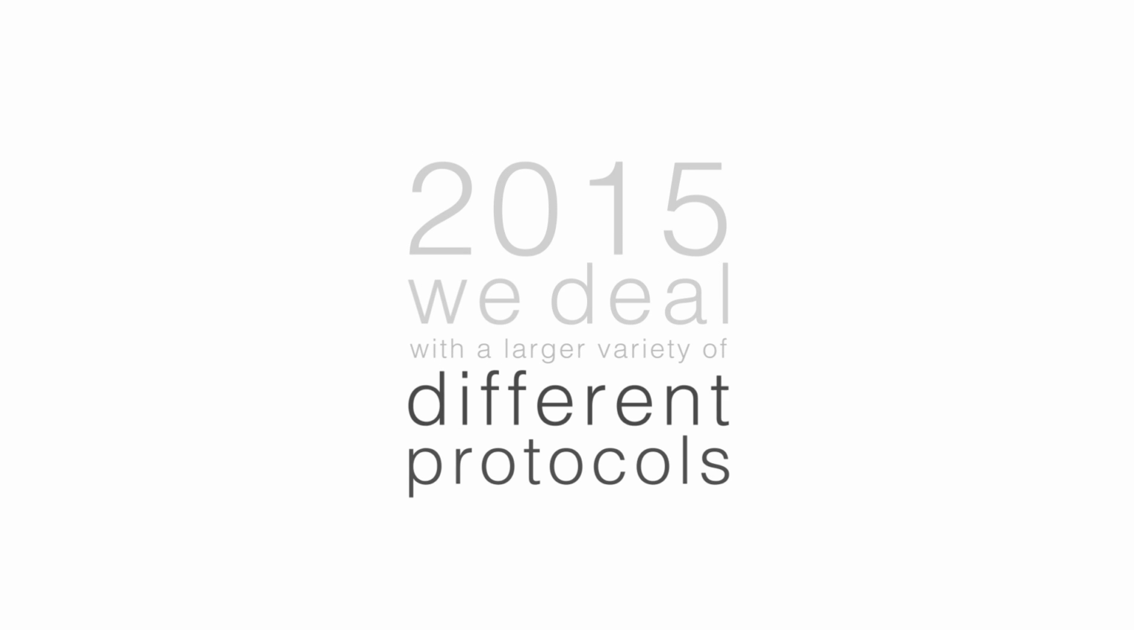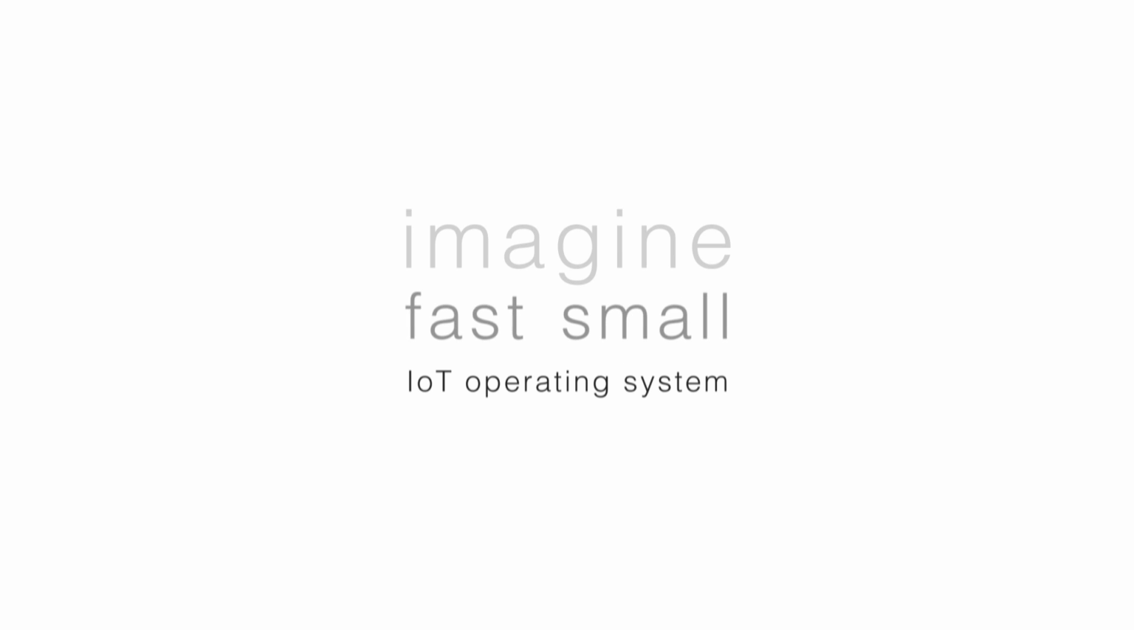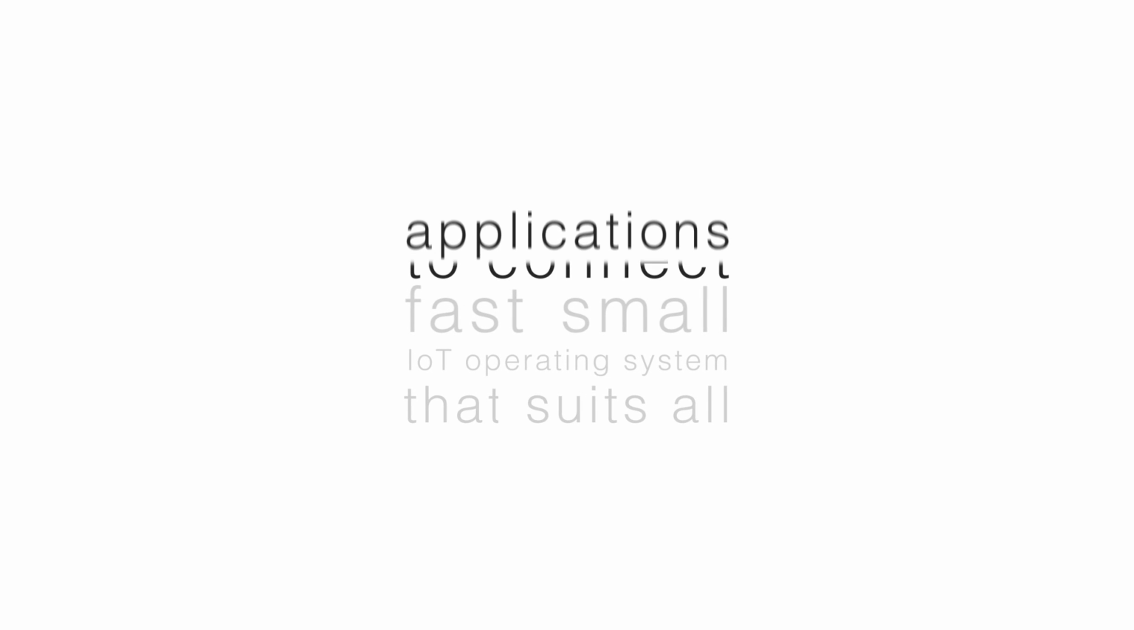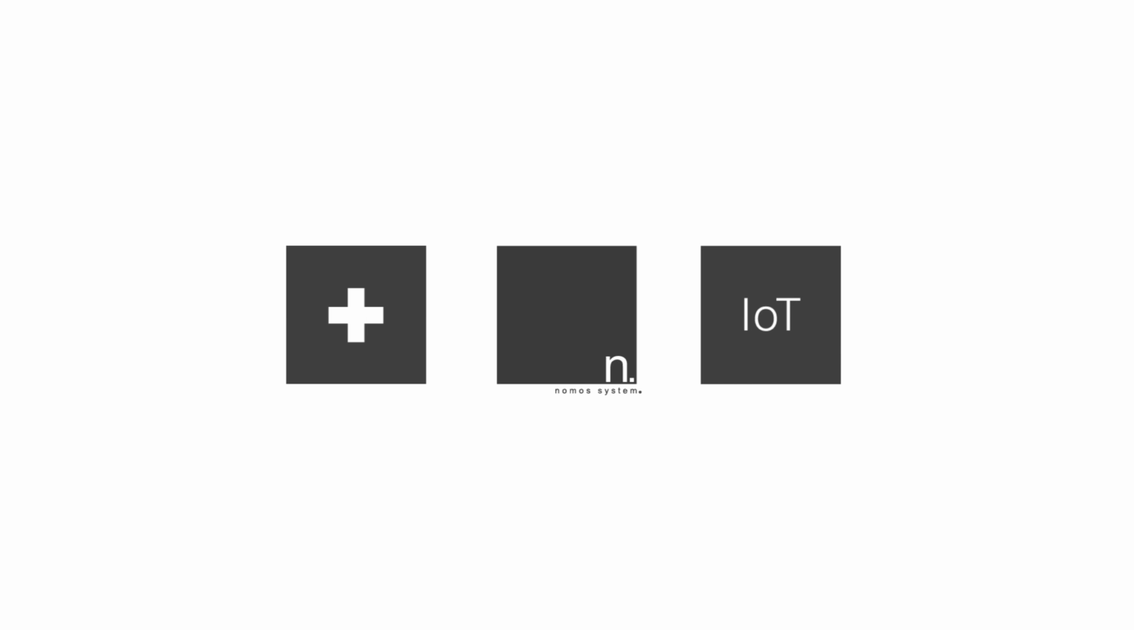In 2015, we deal with a larger variety of different protocols and a greater volume of machine languages than ever before in history. Now imagine this conundrum could be solved with one fast and small IoT operating system that suits all applications to connect more than 25 billion devices. Nomos system is your IoT OS, made in Switzerland.